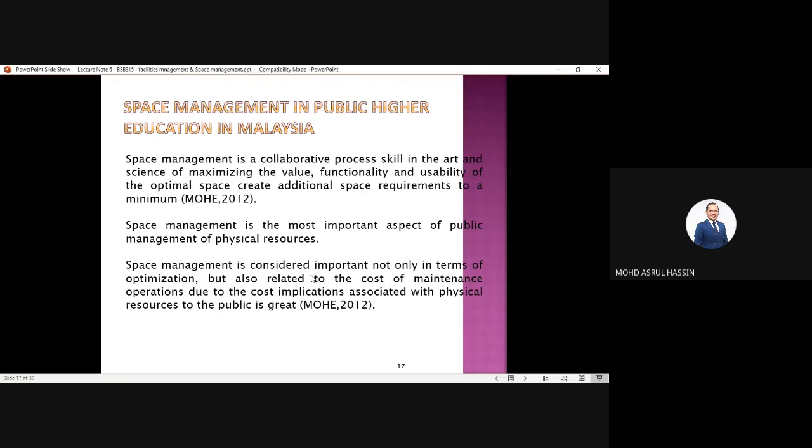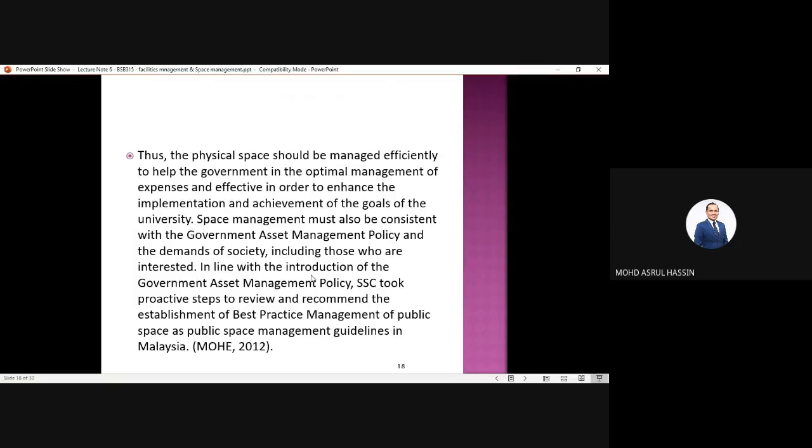Space management is an important aspect of public management of physical resources because we need to identify that we already utilize all the space before we apply for additional space. For example, we need a new block of building to cater for the increasing number of students in the university, but we need to justify that the existing space is already fully utilized. That is what this is all about.